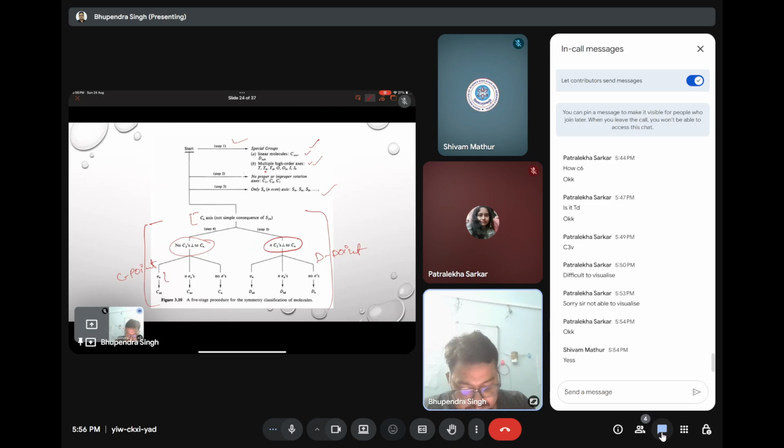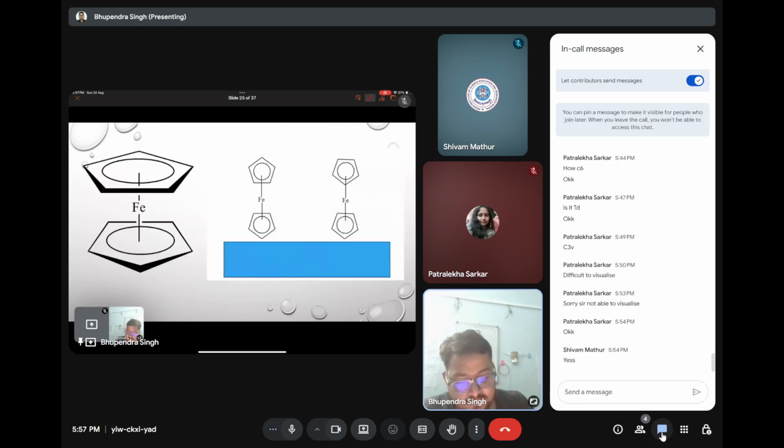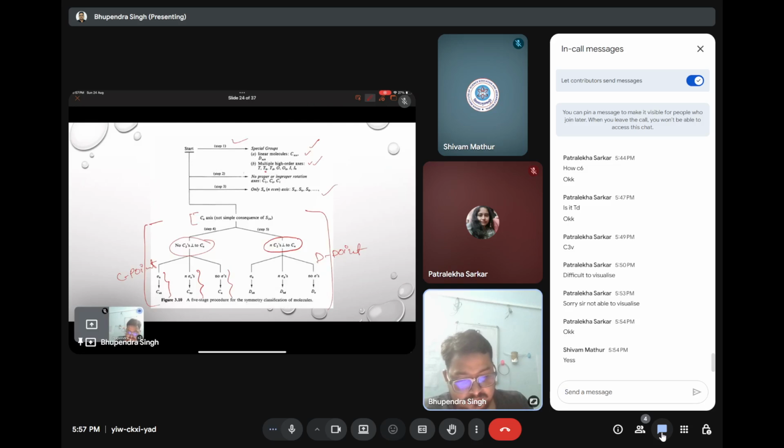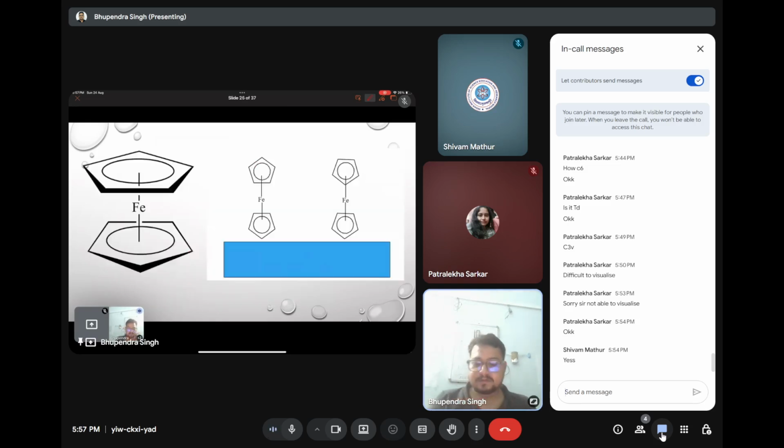If sigma h is present, or no sigma h present, or no sigma present. Anyway, this is for you to follow the order and try to find the point group of any molecule. Try to find the point group of the ferrocene molecule.